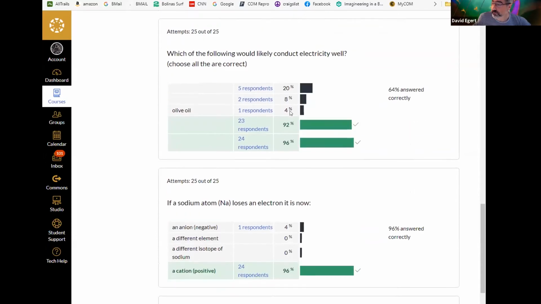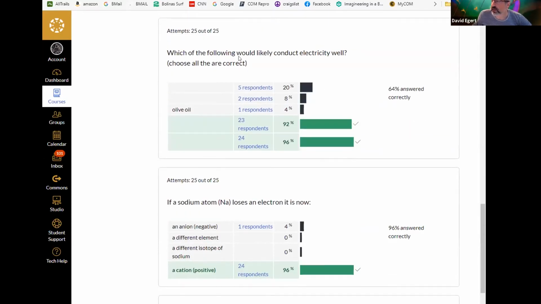Continuing. Which of the following would likely conduct electricity well? Well, they should. So it included potassium. Salt. Yeah, so all the salts, sodium chloride, potassium chloride, the things that are ionically bonded, calcium chloride.